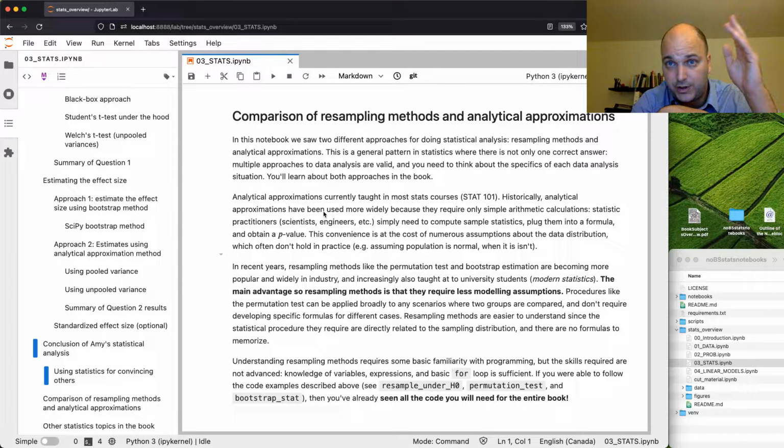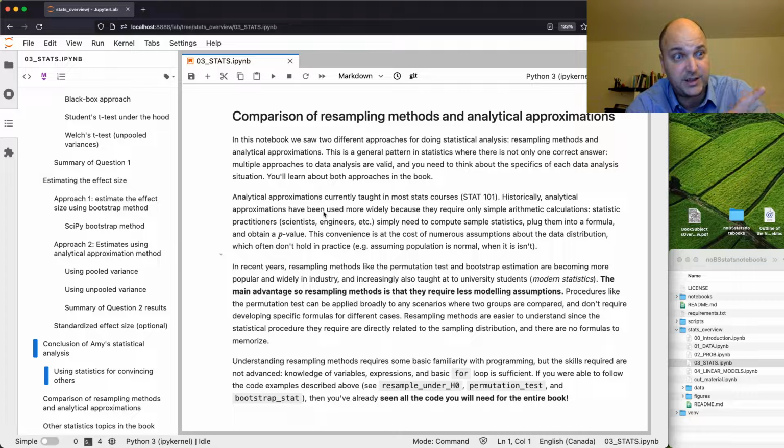Everything in this notebook is double the work, right? We showed 2 approaches for hypothesis statement, 2 approaches for estimation. The reason is this is for educational purposes. I want you to know the classical analytical approximation method. If you're taking a stats class, this is what you'll learn. But the permutation test and the bootstrap are the modern statistics.